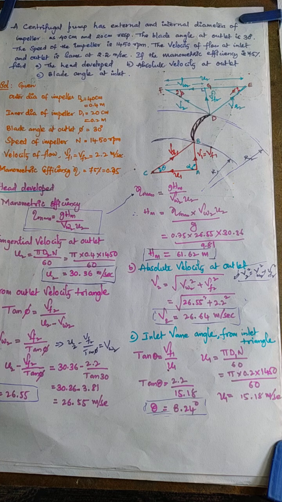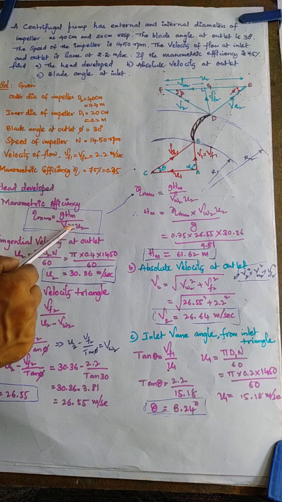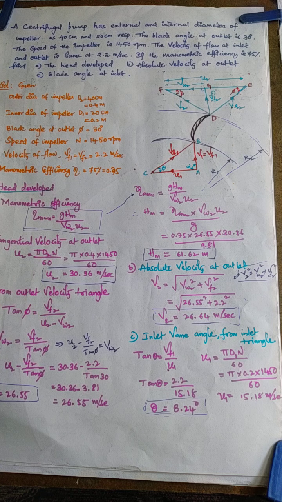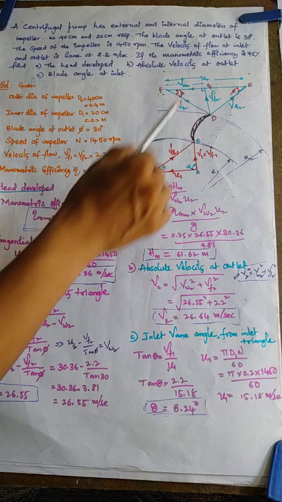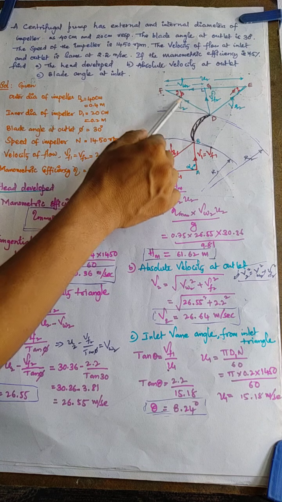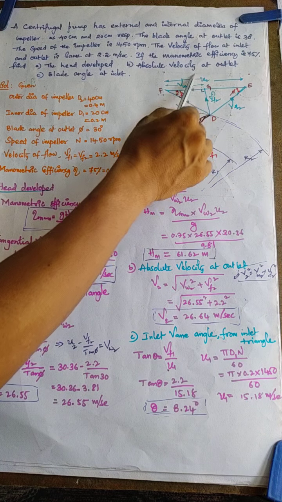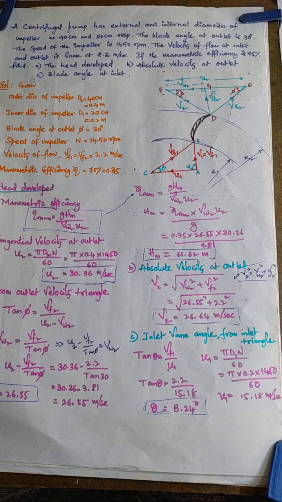vw2 and u2 values are unknown, and g value is a constant value, so we have to find vw2 value and u2 value. So to get vw2 and u2 value, where is the vw2? So this is the vw2 value, and this one is the u2 value. So those you have to find.